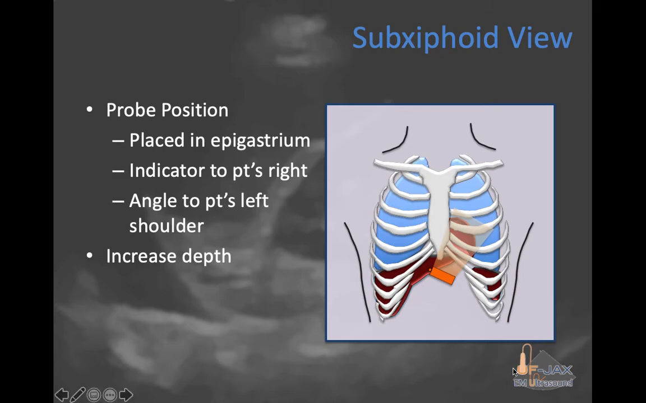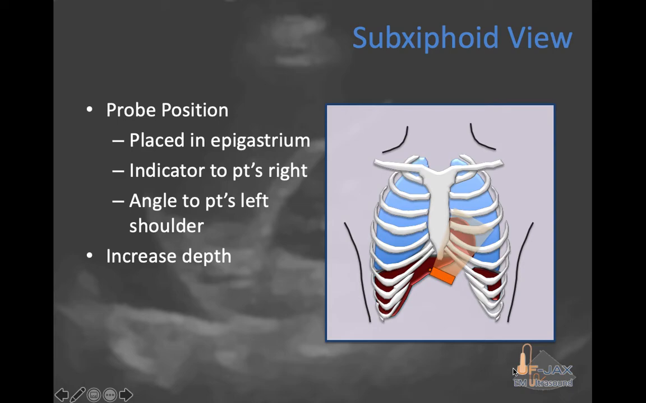To achieve the subxiphoid view, place the probe in the patient's epigastrium with the probe indicator to the patient's right. The probe is then angled to the patient's left shoulder. An important tip to remember is the probe should almost be flat against the patient's abdomen in order to achieve the necessary angle to see the heart. I usually recommend holding the probe from the top and pressing down to achieve best results.